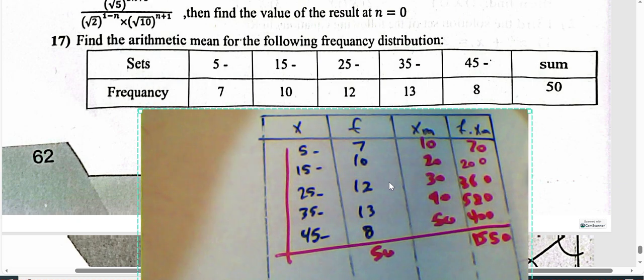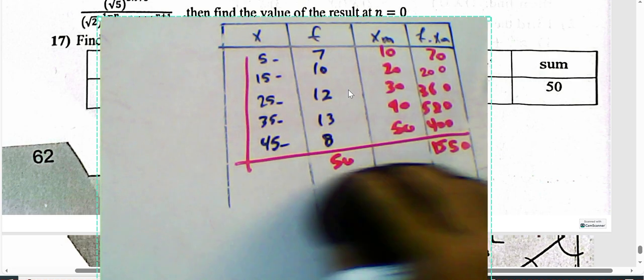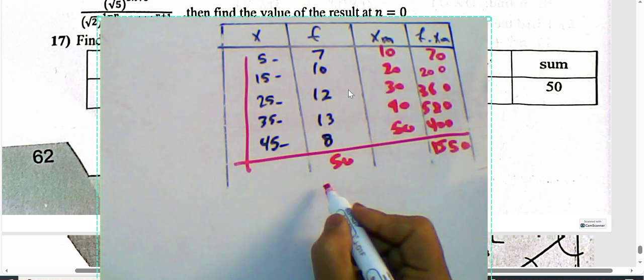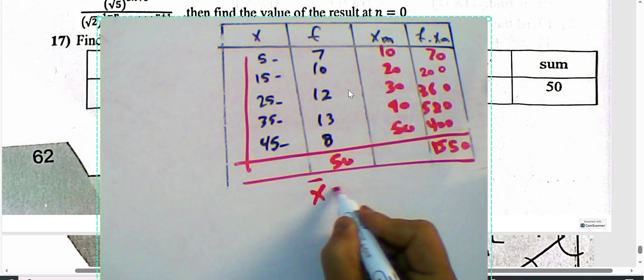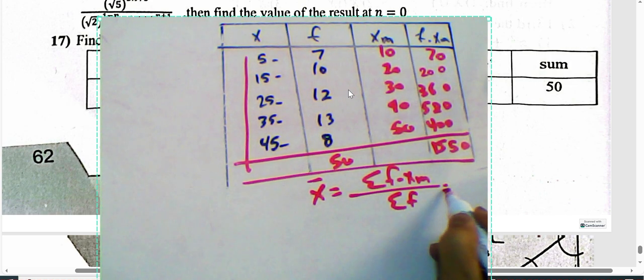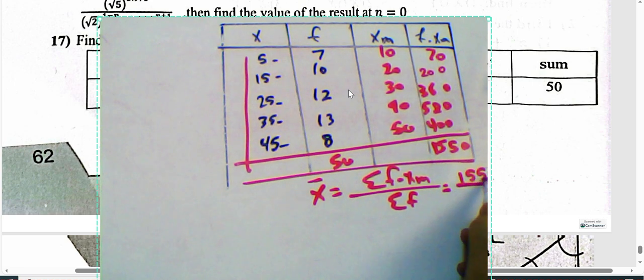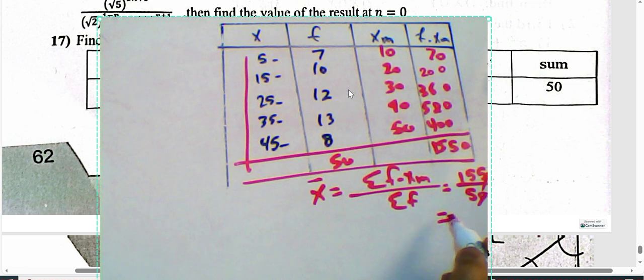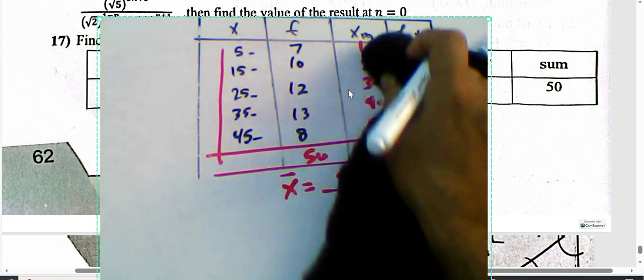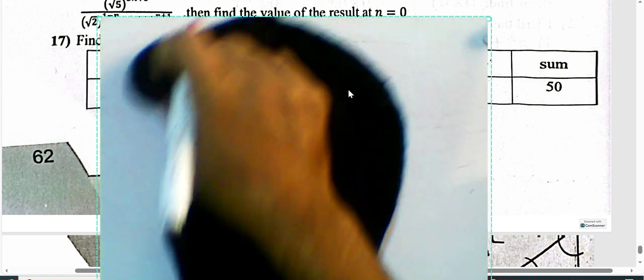Then we can now find x bar by using the rule: x bar equals the summation of f times xm over the summation of frequency. The result will be 1550 divided by 50. Cancel 0 by 0. 15 divided by 5 equals 3, and 5 divided by 5 equals 1. Next question.